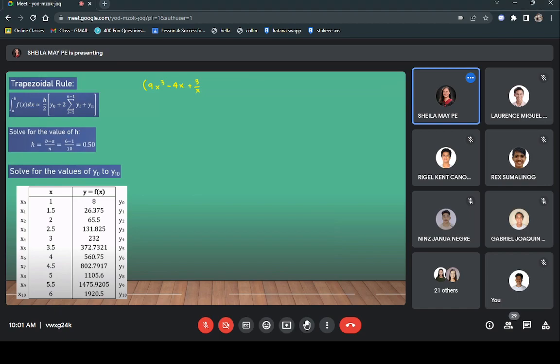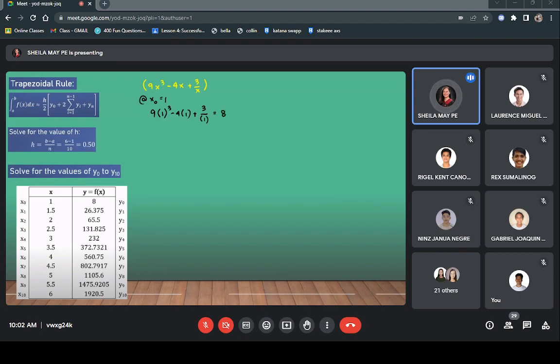Okay, we have to use this one. Red is clearer, so red. So using this at x sub 0 is equal to 1, it becomes 9 times 1 cubed minus 4 times 1 plus 3 over 1, which is equal to 8. You just really need to substitute the value of our x1, which is equal to 1.5.